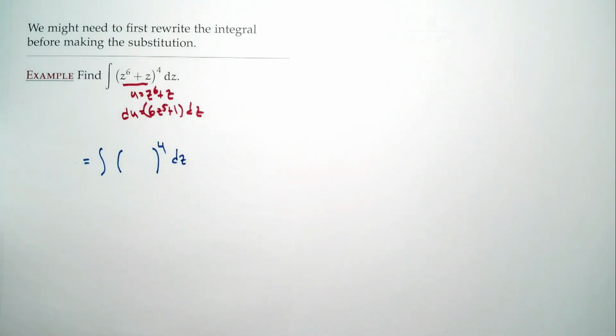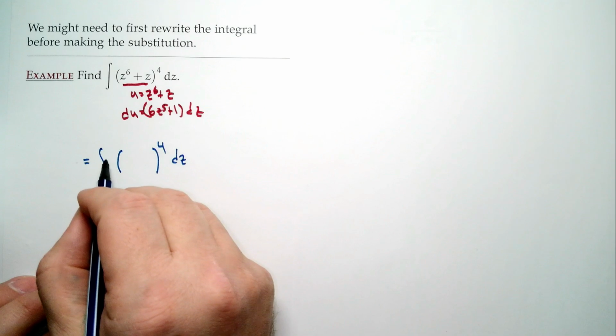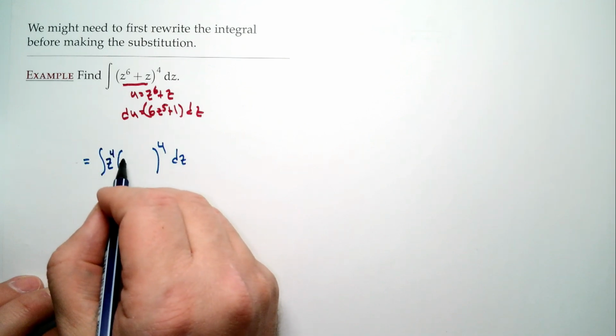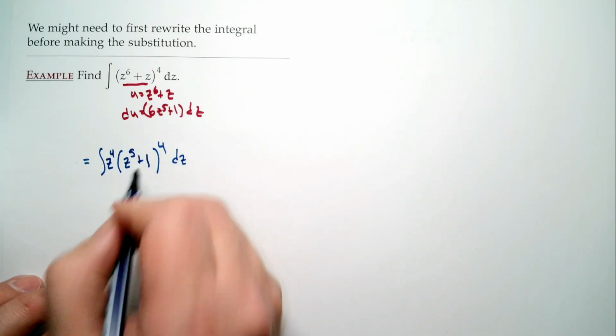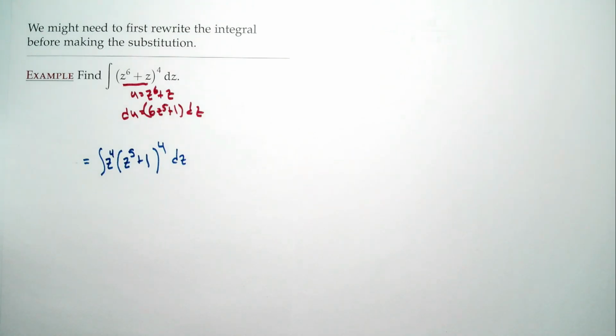Is there anything you can do to z to the 6 plus z? Let's start with that. You can pull a z out, right? So I can think of it as two pieces. So if I pull out a z, I can really think of it as z to the 4th times z to the 5th plus 1 to the 4th. Right? Because I pull the z out, but it's still raised to the 4th power. True?